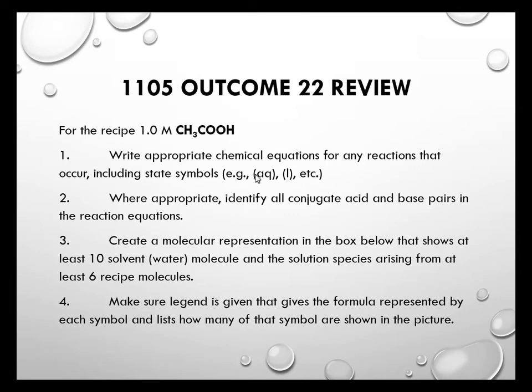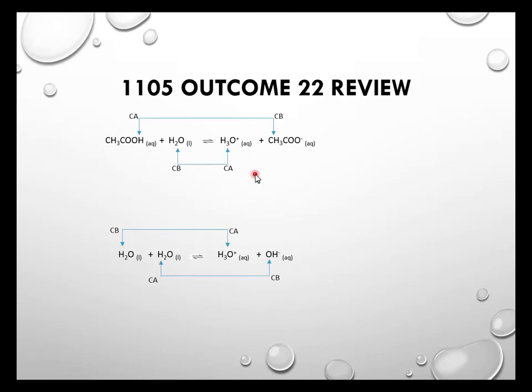Alrighty, let's look at the answer for this one. You should have written a reaction of the weak acid and water with a double arrow this time, because this is a weak acid, to make H3O plus and CH3COO minus, the acetate anion. Identify your conjugate acid, conjugate base pairs. And again, the water-water reaction will be in all of these.